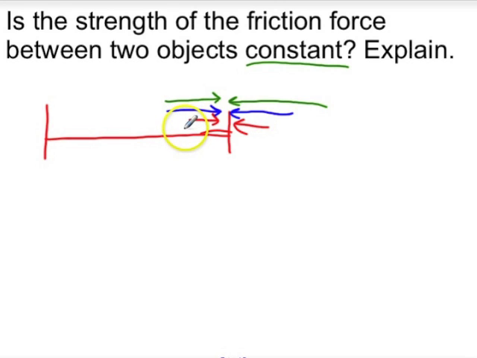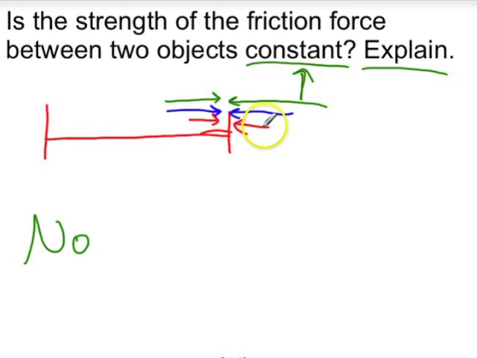Now, eventually, friction can only go so high. There's a maximum level of friction. It only sticks so much until you overcome it. So it's not like there's always going to be the same amount of friction with the same amount of force that you apply. Otherwise, nothing would ever move. So to answer this question, is the friction force between two objects constant? And the answer is no.